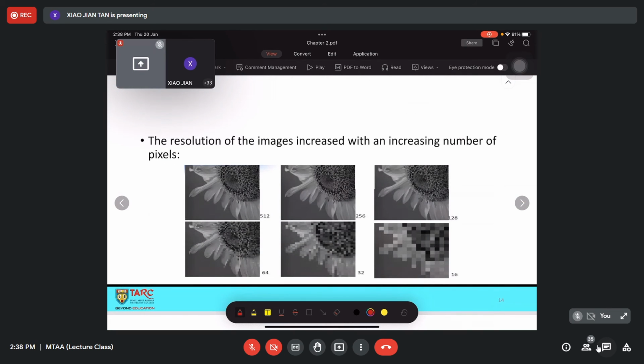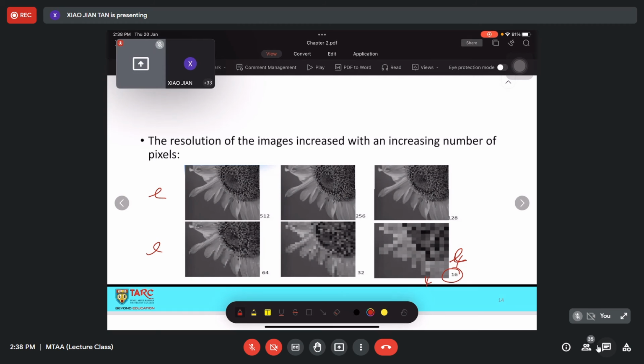So the resolution of an image increases with the number of pixels. This is what I mentioned just now, like your HD TV and UHD TV. The higher the definition, basically the greater the number of pixels required. So let us look at this one. Let us assume it is 4 times 4, so the total number of pixels is 16. Okay, so you can definitely see a blocky feel, and perhaps when you compare with all the other images, you can know, oh, it is actually a sunflower.